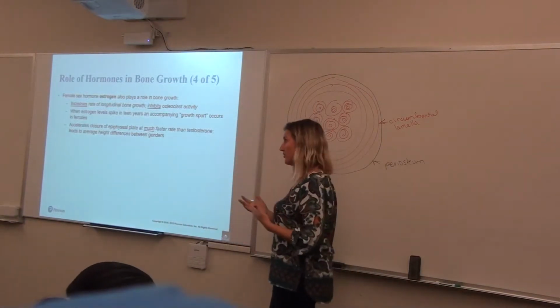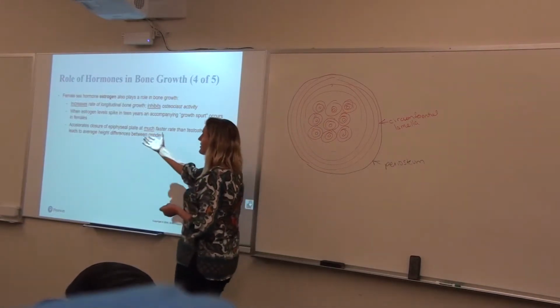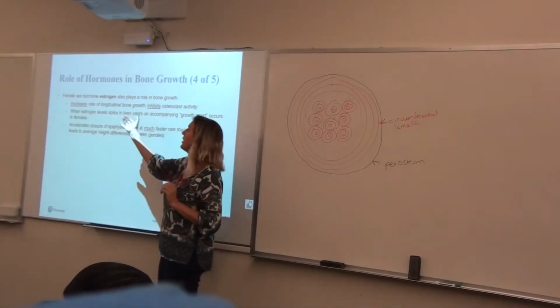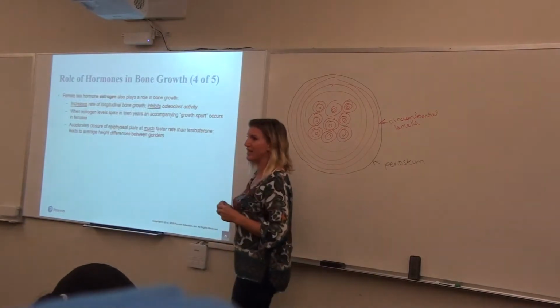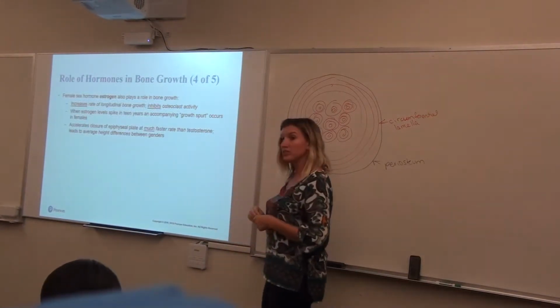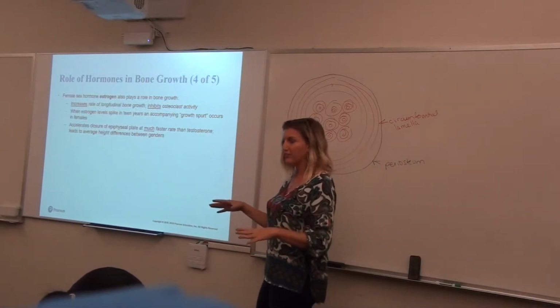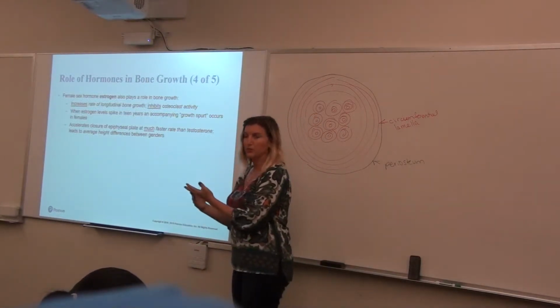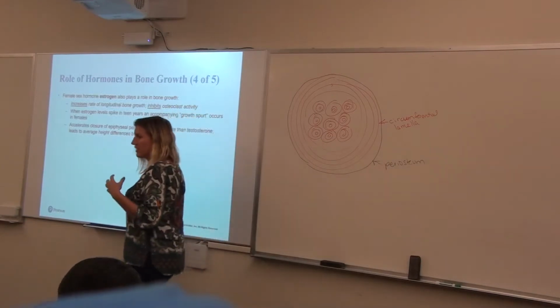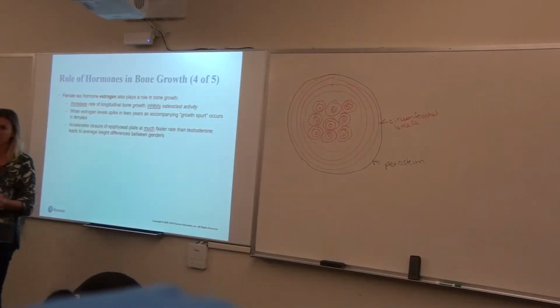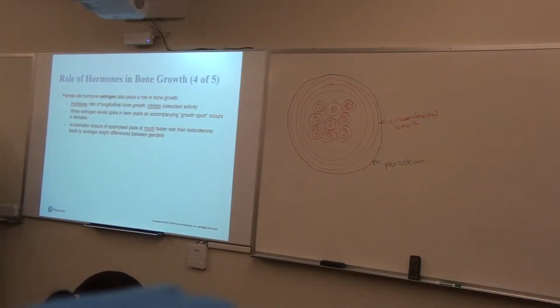Estrogen plays a little different role. Estrogen is going to increase the rate of longitudinal growth, but it actually inhibits osteoclast activity, which is why having low estrogen levels later in life is linked to osteoporosis, right? Because that estrogen is actually inhibiting osteoclast activity. But after menopause, when your ovaries aren't releasing estrogen anymore, wah, wah, right?